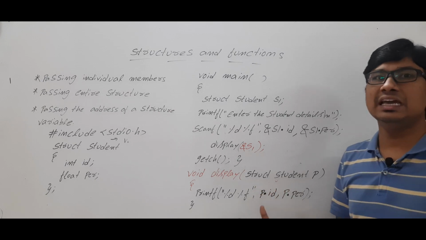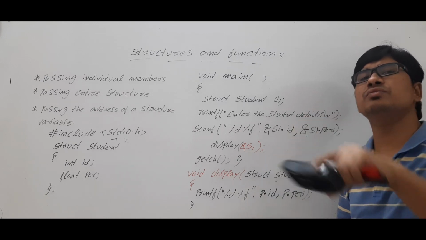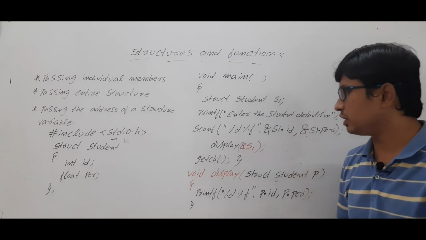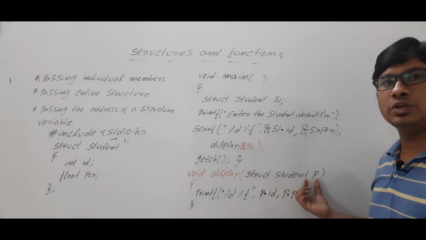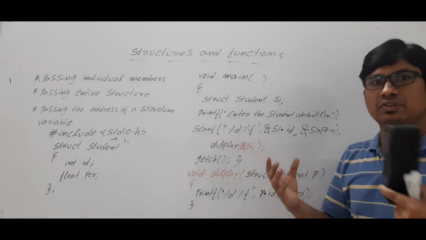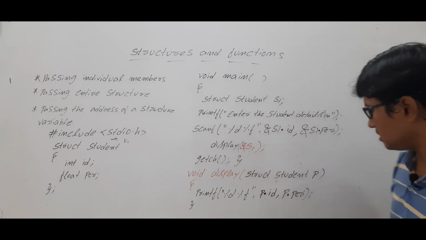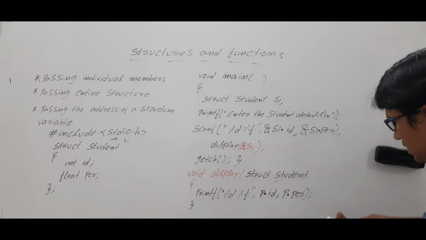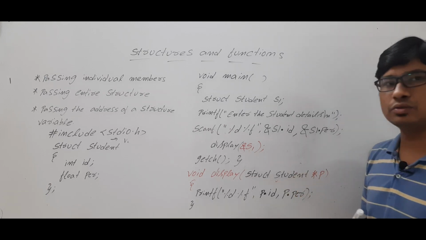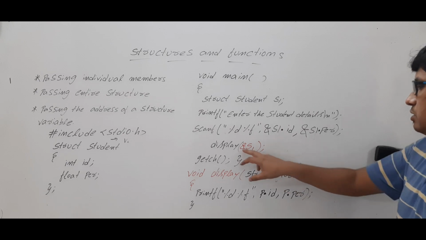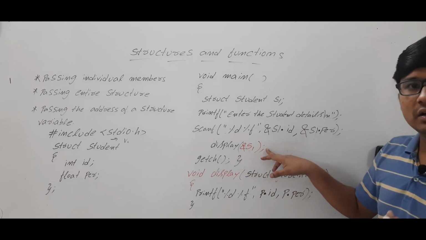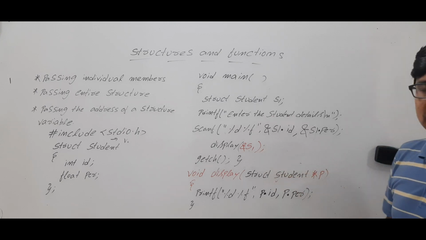Am I right? Because an integer pointer can store the address of an integer variable. Similarly, a float pointer can store the address of a float variable. Similarly, a struct student pointer can only store the address of a struct which is a student, which is a structure. Is it clear? So here what I need to do is modify it as a pointer, which is nothing but p is equal to ampersand of s1. Are you able to understand? This is the function calling and this is the function definition.